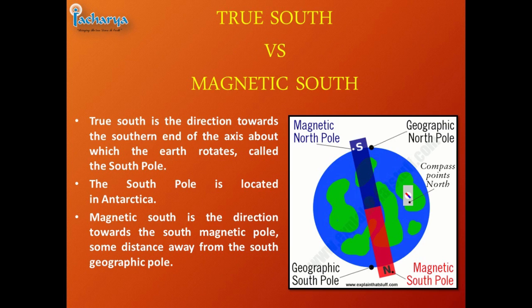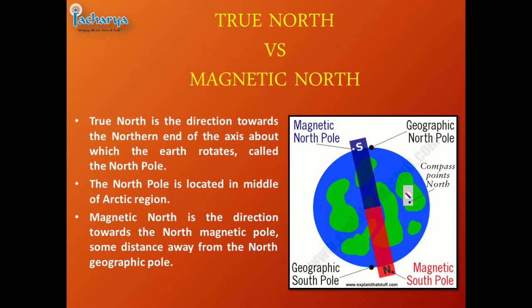True south is the direction towards the southern end of the axis about which the earth rotates, called the South Pole. The South Pole is located in the Antarctica region. Magnetic south is the direction towards the south magnetic pole, some distance away from the south geographic pole.